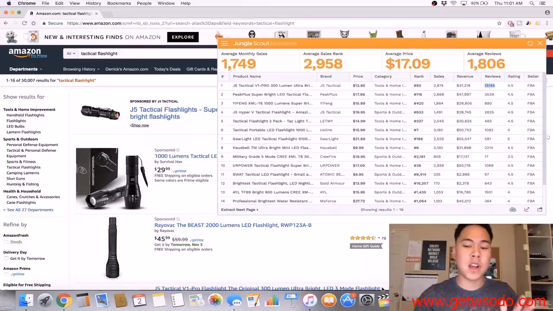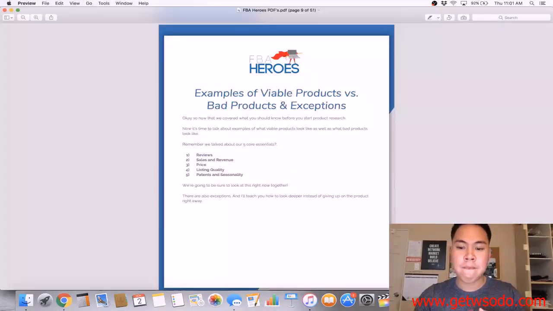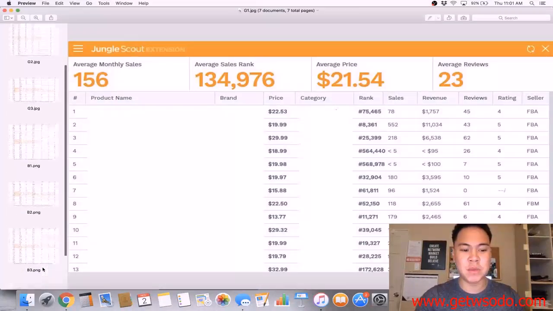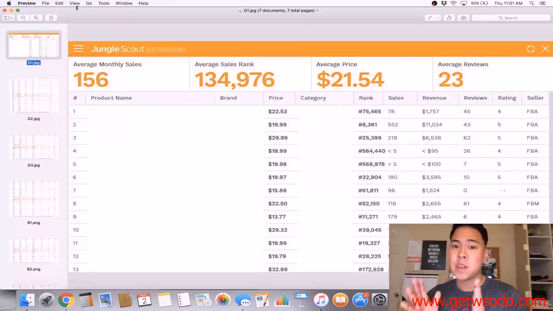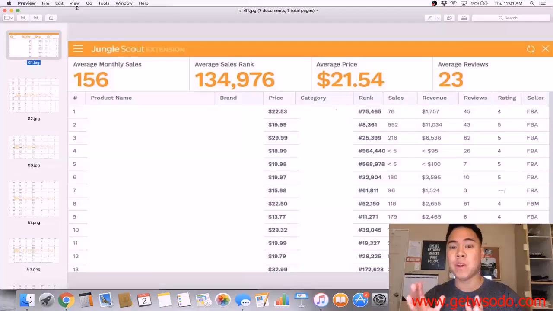Okay, so let's first talk. I want to show you guys good products, what good data looks like versus bad data, what to look for, and exceptions. Okay, so let's hop on that right now. Perfect. All right, so you'll notice here on the left-hand side, you'll see G1, G2, G3, meaning good, good, good, bad, bad, bad, and then we'll be talking about the exception down here. So I'm going to show you guys 3 good Jungle Scout data screenshots, and then 3 bad ones, and then 1 exception.